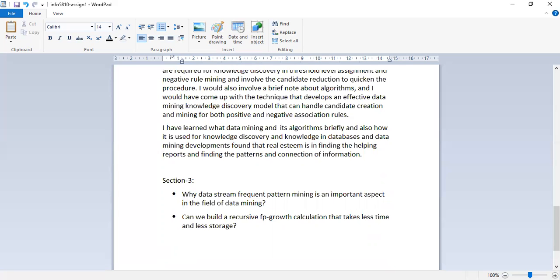However, two questions were raised in my mind. Why is data stream frequent pattern mining such an important aspect of the data mining field? I actually don't know, as I'm not an expert in data mining; I just have a small doubt about it. Also, can we create any recursive FP growth calculations that take less time and less storage? If that's possible, can we do it? I'm just curious. So that's about this paper.